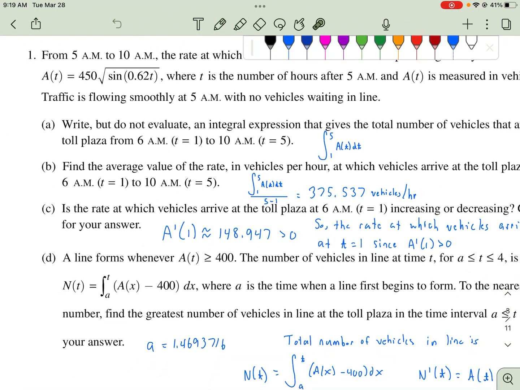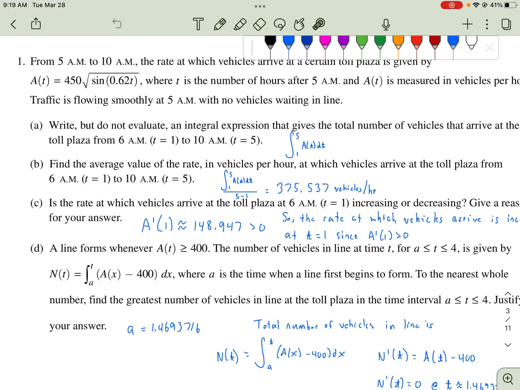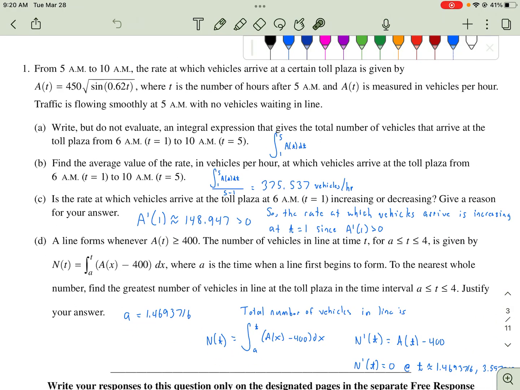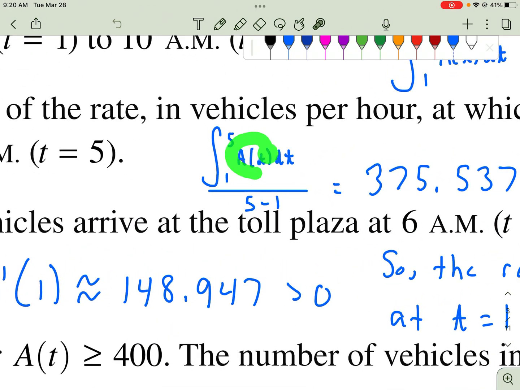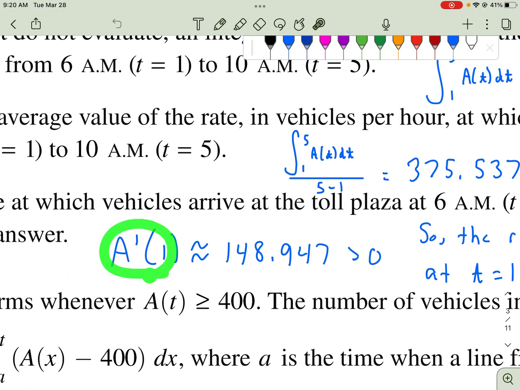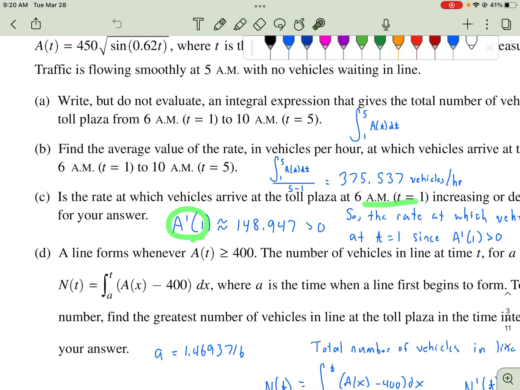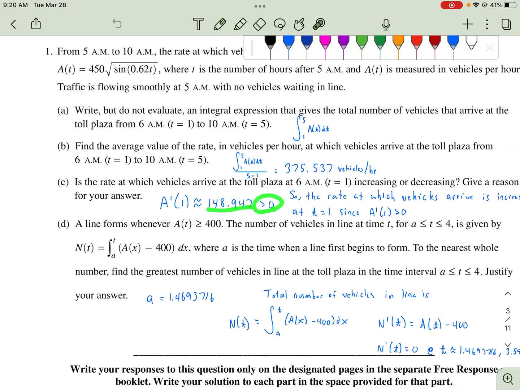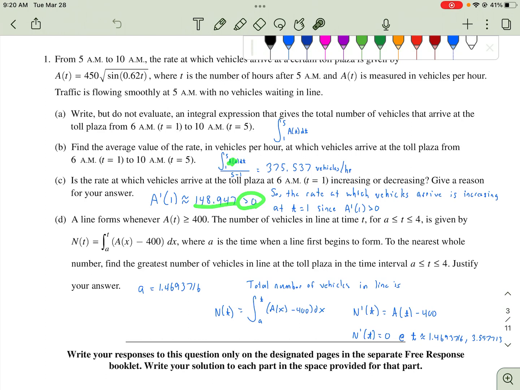And there you go. C says, is the rate at which vehicles arrive increasing or decreasing? So you want to know if the rate is increasing or decreasing. This function right here, is that function increasing or decreasing? Anytime you want to know if any function is increasing or decreasing, you look at that function's derivative. So I did A prime, and it wants to know at 6 a.m., which is t equals 1. So A prime of 1 is this answer, which remember you can just use math 8. This answer is greater than 0. That means that the function A is increasing at t equals 1, since A prime of 1 is greater than 0.